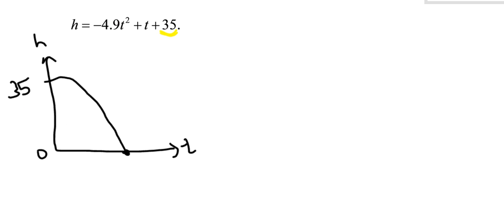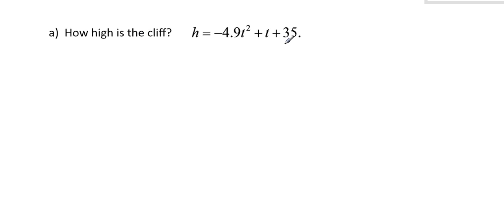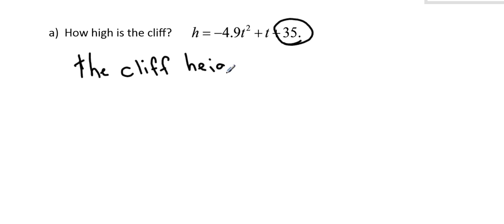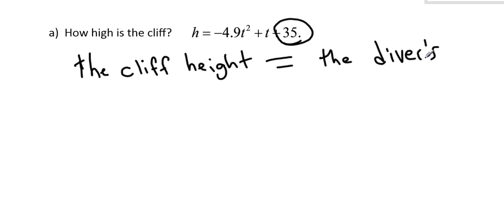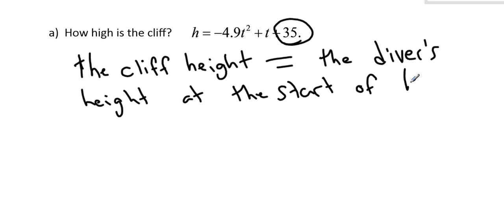Okay, so now that we have a sense as to what we're supposed to do, let's look at the first question. It says, how high is the cliff? Well, we've already answered that. We can tell looking here, and to be a little more specific if we want, we could say that the cliff height is the same thing as the diver's height at the start of her dive. So at the moment that the diver starts kind of falling, if you will, at the very instantaneous moment that she starts, she's at the same height as the cliff.